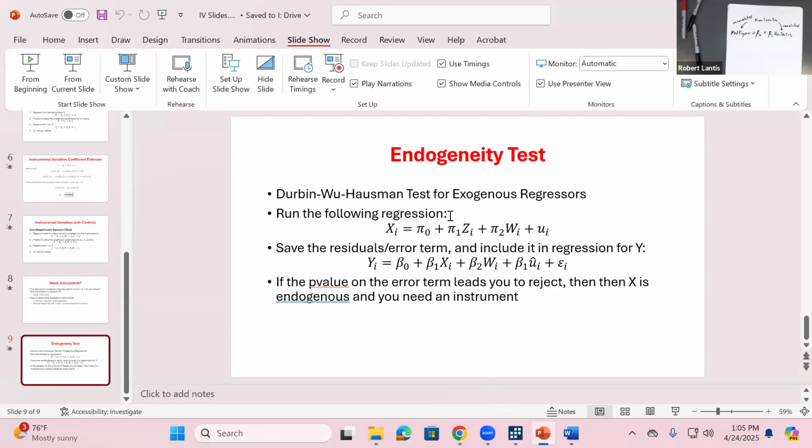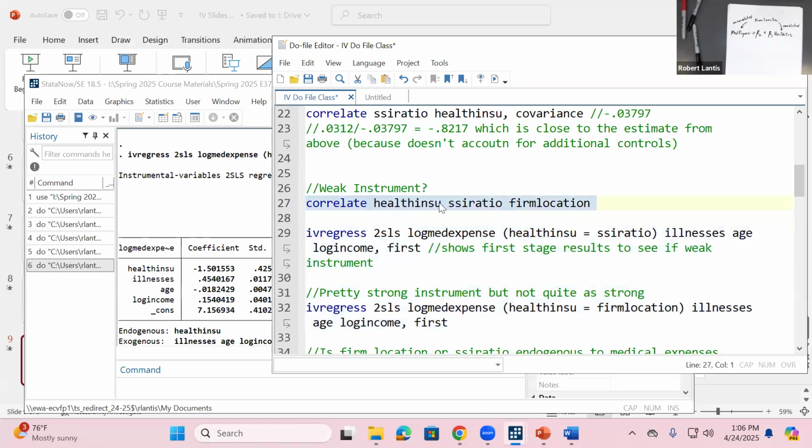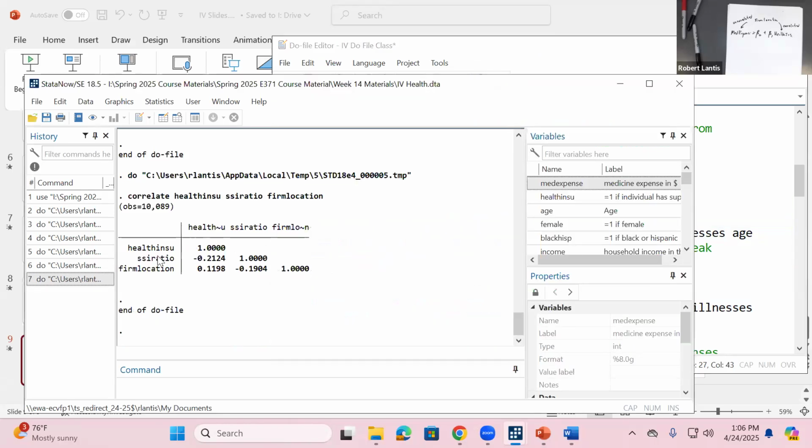So we'll come down here. We'll look at those two regressions again. So here I said this is not a great way of doing it, but let's look at the correlation of those two instruments with our X variable. So the correlation with health insurance and the Social Security income ratio is negative 0.2, firm location 0.1. So if I'm just looking at the correlations on its face, it might look like maybe that Social Security income ratio is a little bit better of an instrument. It might meet that endogeneity condition a little bit more because it has a stronger correlation.